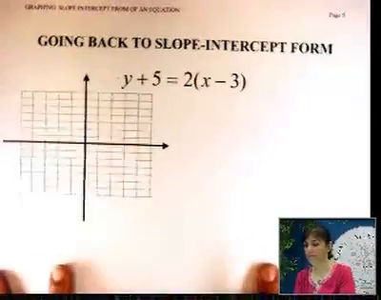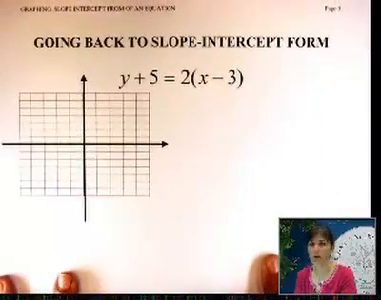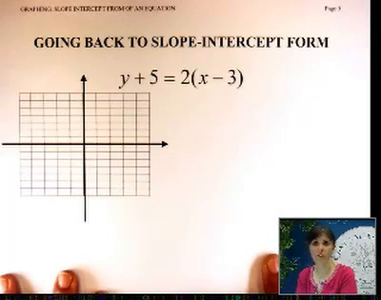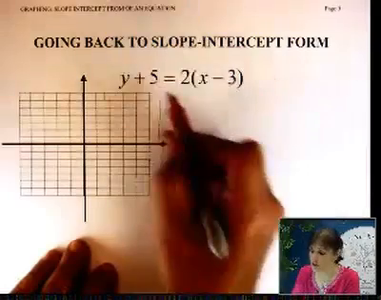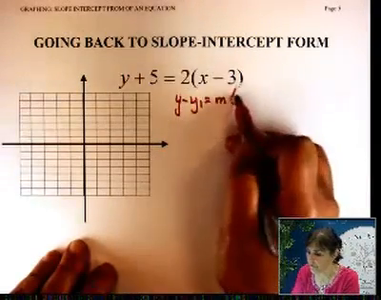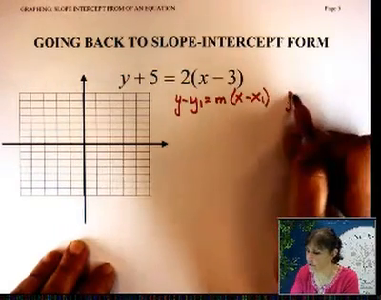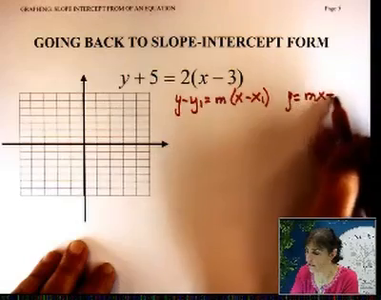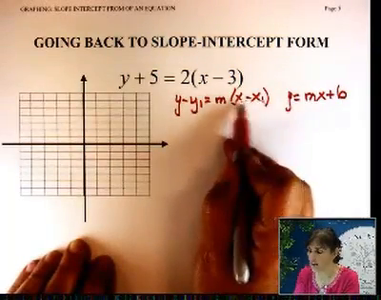Another one. Sometimes they may say, okay, well, here's your point slope form. Go back to the slope intercept form. Okay. All right. So what you need to do, here's my point slope form. Here's my slope intercept form. What does that do? Watch. This one has it like that.